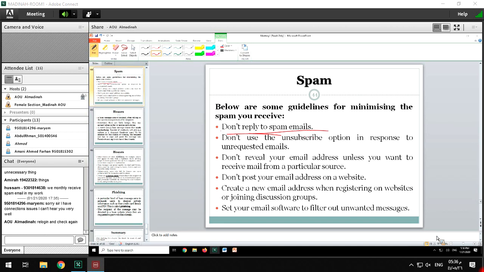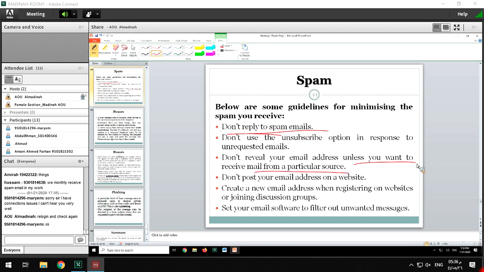Okay. The next, don't reveal your email address unless you want to receive email from a particular source. Don't post your email address on a website, like on social media, like Facebook or Twitter. Create a new email address when registering on a website or joining a discussion forum. Set your email software to filter out the unwanted messages.